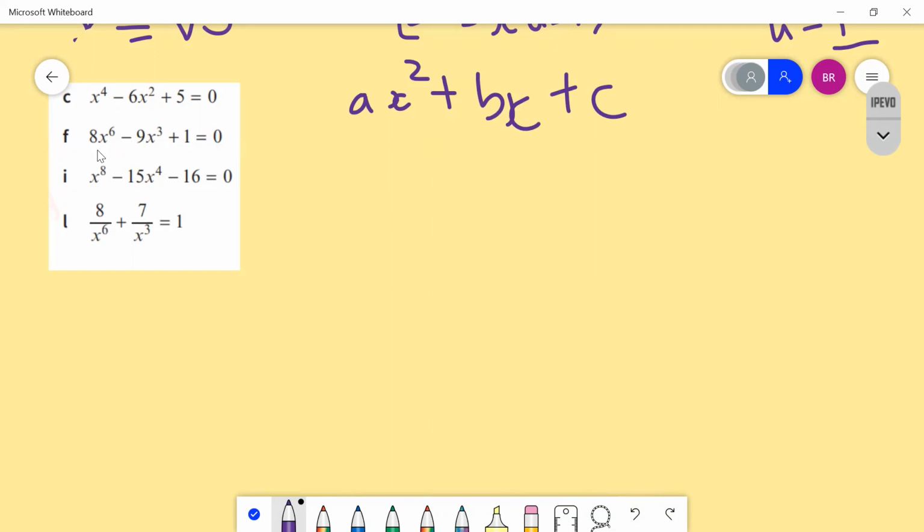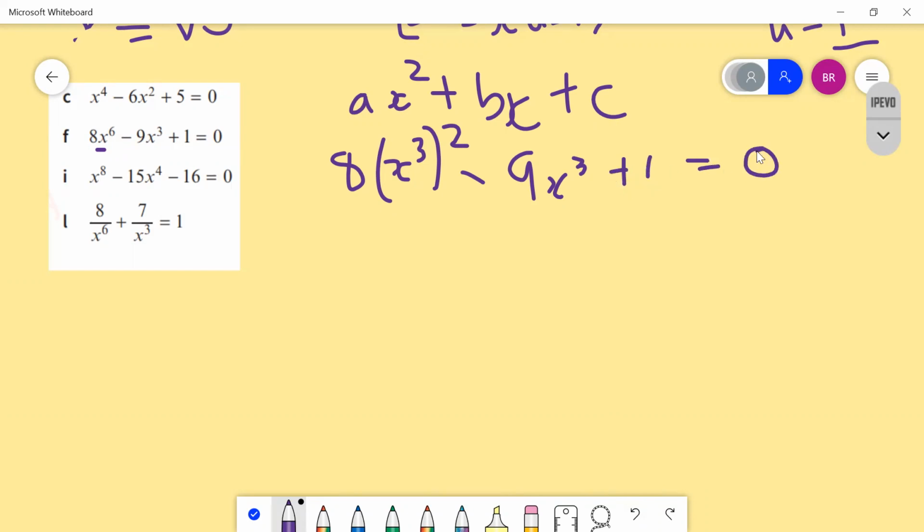So I'm going to arrange this. I'm going to have 8 times x to the power of 3, and if we then say to the power of 2, I'm going to get x to the power of 6. So I'm going to subtract 9 times x to the power of 3, plus 1. The answer is 0.